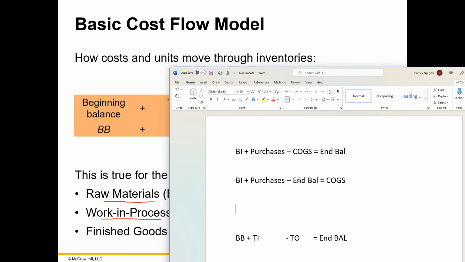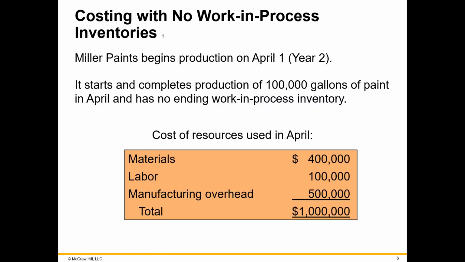Here's an example. Miller Paints begins production on April 1st. They start and complete production of 100,000 gallons of paint. So this is something that we have to pay attention to. In prior chapters, we really didn't have to worry about equivalent units or partial units when we built something or an item in a month. We finished it that same month. Now we have to start paying attention to whether or not that's true.